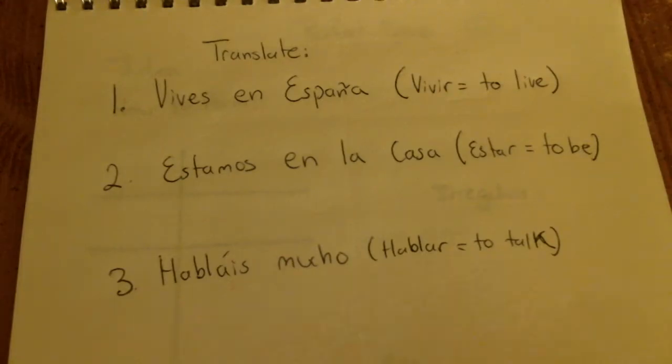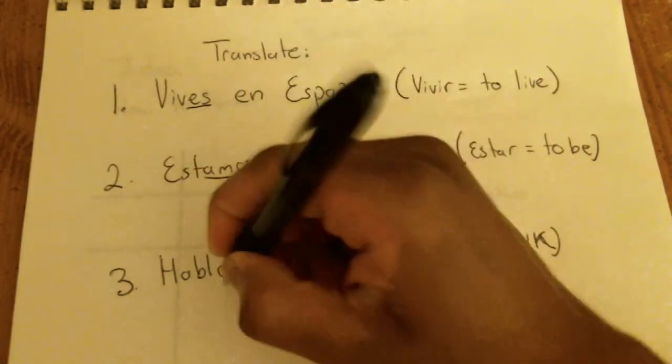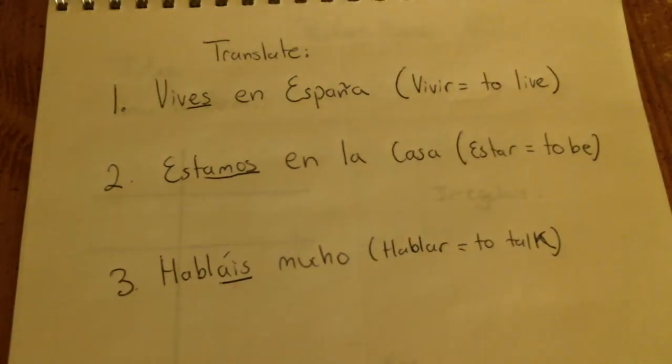So go ahead, look at the endings of each of these verbs and see if from these endings you can find out who is doing the action, and because I've already told you what the action is, from there be able to translate the sentence. Go ahead and pause the video and give it a few minutes if you need to. Unpause it when you're ready to continue.